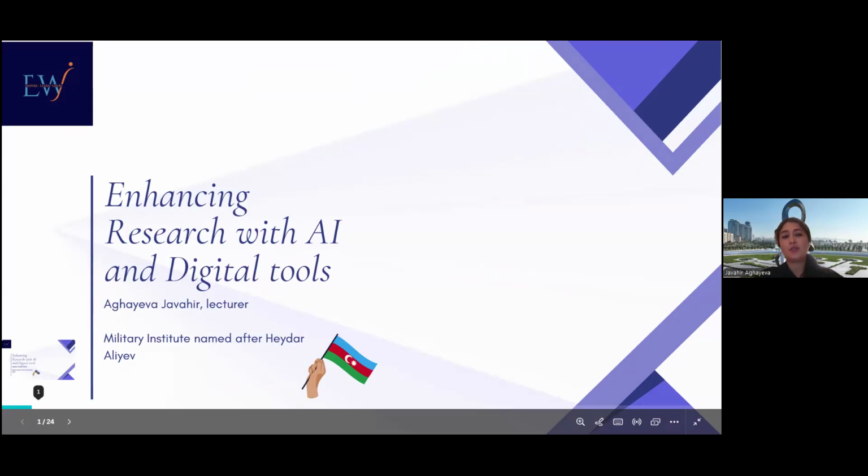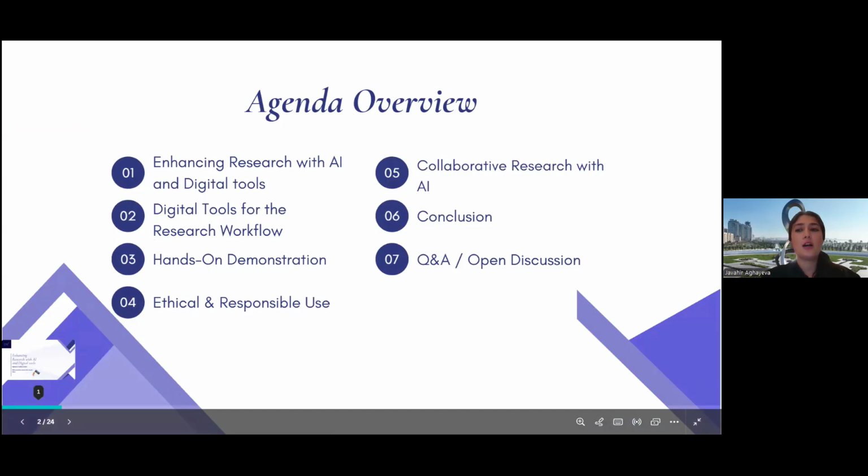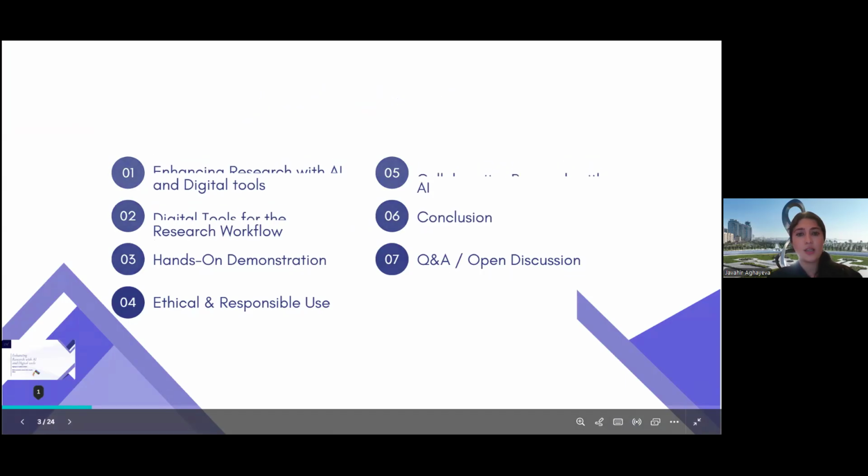Today, we stand at a new inflection point: the integration of artificial intelligence into the very fabric of research. Today's topic is enhancing research with AI and digital tools. In today's agenda, I would like to talk about enhancing research with AI and digital tools. Next is a hands-on demonstration, ethical and responsible use, collaborative research, and the conclusion with Q&A and open discussion.